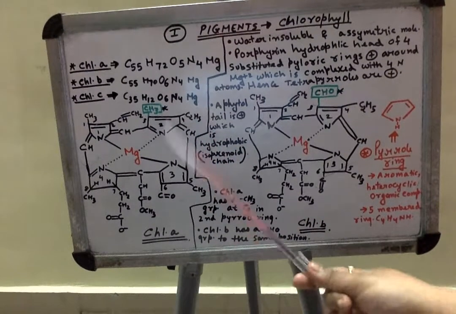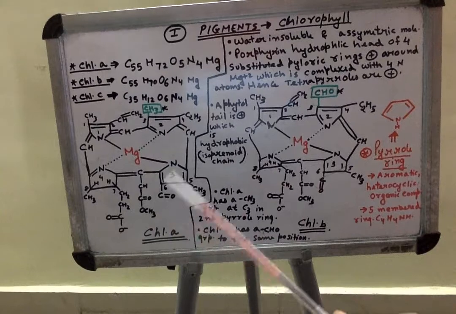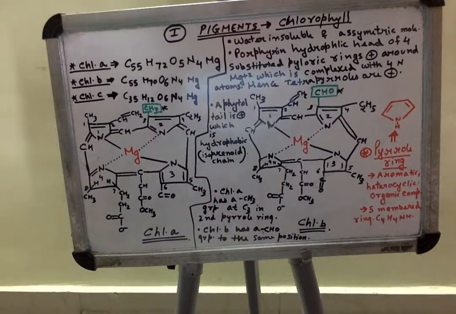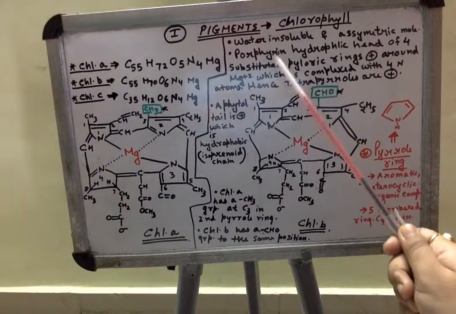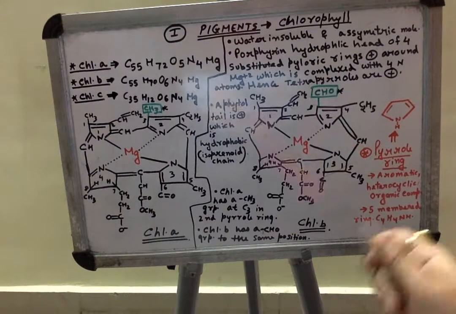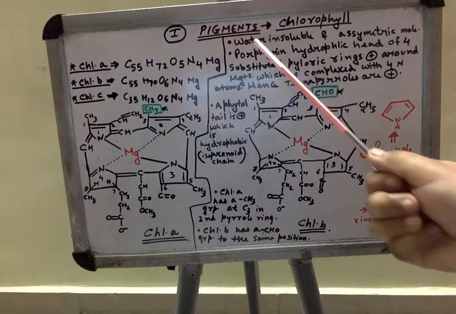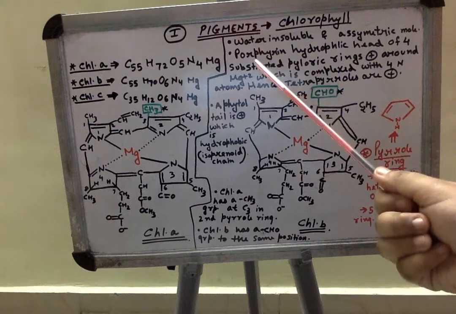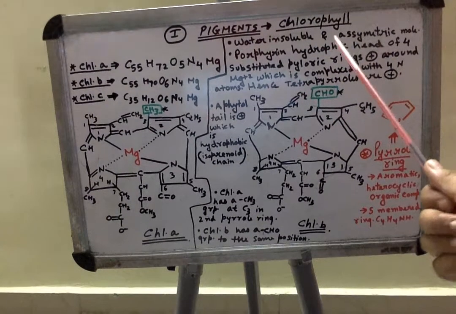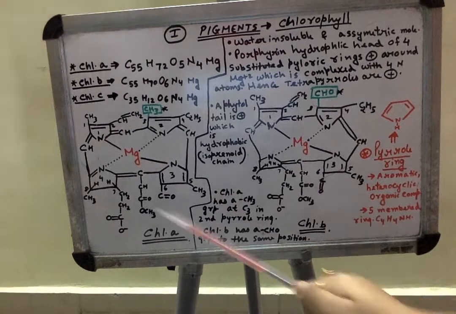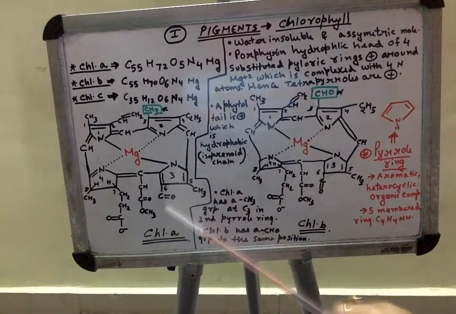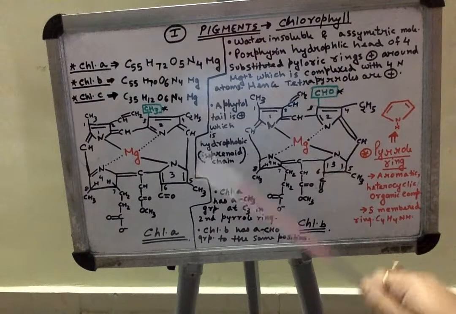And chlorophyll A and chlorophyll B, as I have already said, are very important, so I have drawn their structures. But before I define them, I would like to highlight a few points written here. First, chlorophyll as a molecule in general is water insoluble and asymmetric in nature. As you can see, there is no symmetry followed in both the structures, so it is asymmetric in nature.